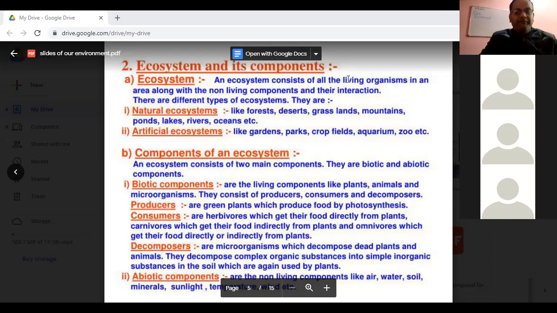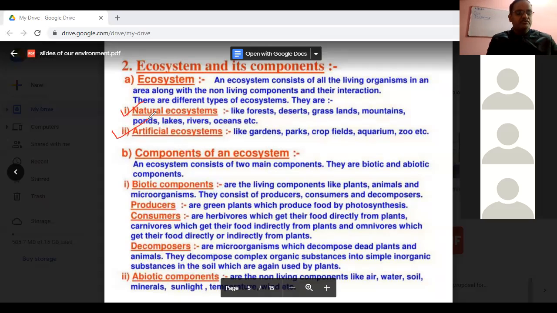Now, after this, we are coming to types of ecosystem. There are two types of ecosystem: one is natural and the other is artificial. Like, students, we have discussed the types of environment: one was natural and another was artificial, or man-made. Like that, the ecosystem is also of two types, natural and artificial.